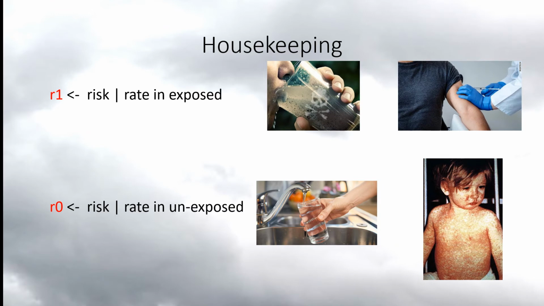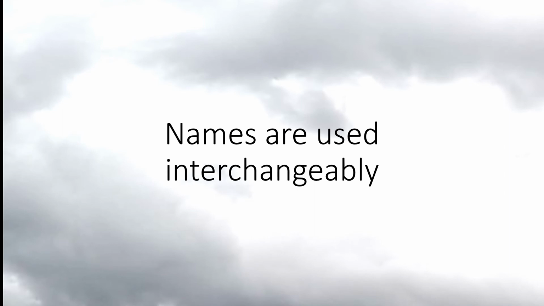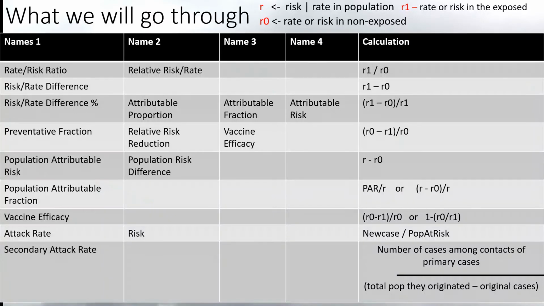So now that's clear. A reminder of the previous session. If you note this down, this will be good for a summary for you. And you will also notice that there are multiple names: risk, attack rate, rate odds, rate ratio, risk ratio, or relative risk, and odds ratio. Really annoying because names are used interchangeably. And I have tried to help you a little bit with this. This is what we're going to be going over today.